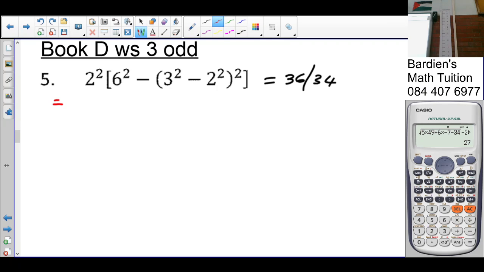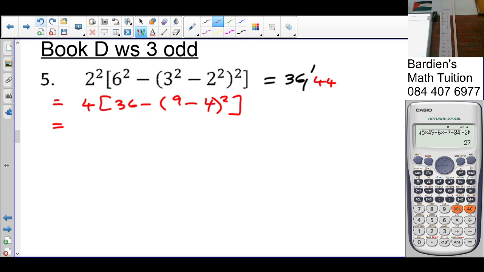So first we're going to apply the squares, the exponents. So what's 2 squared? 4. 4 times 6 squared, 36. Minus, open brackets, 9 minus 4, squared. I first need to get this to be one term before I apply the square. Are you all okay with that?